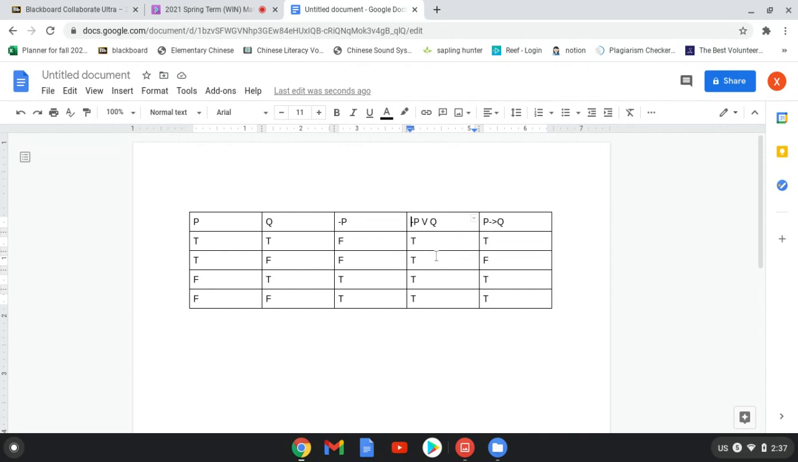Okay, so not P, we have F, F, T, T, or Q. So the first one will be true. What about the second one? The second row will be false. Then true, true, true, false, true, true. Now you see those two are the same. The fourth column and the fifth column are exactly the same. The table values are the same. So this is how we prove those two statements logically equivalent. Okay, good job.